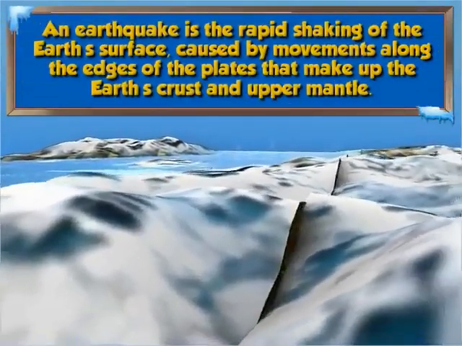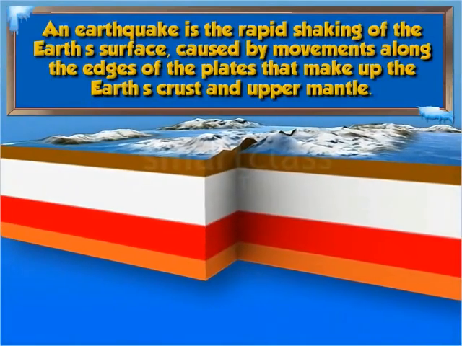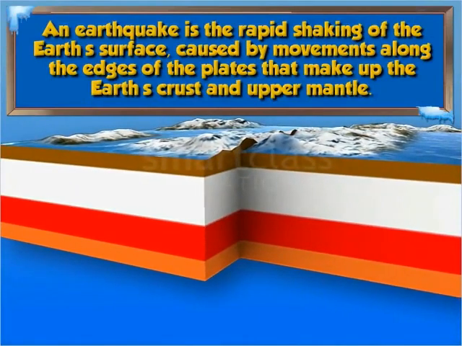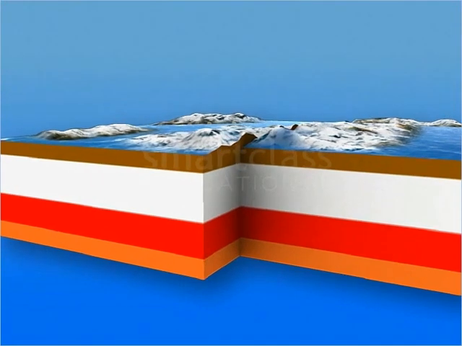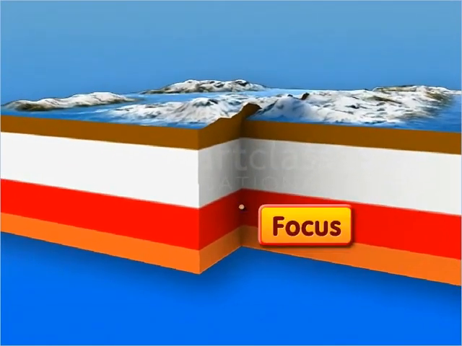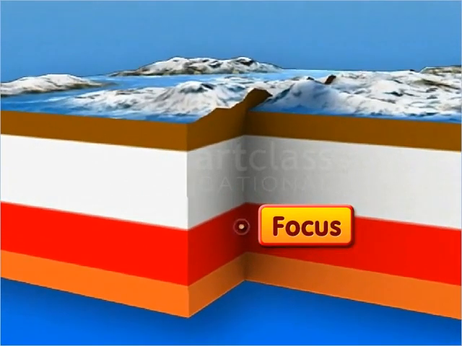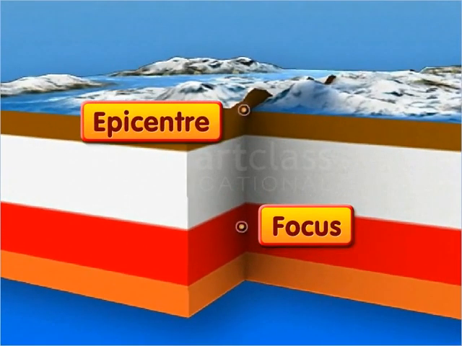Earthquake. An earthquake is the rapid shaking of the Earth's surface caused by movements along the edges of the plates that make up the Earth's crust and upper mantle. The point in the crust where the movements start is called the focus. The point directly above the focus on the surface is called the epicenter. Away from the epicenter, the strength of an earthquake reduces.